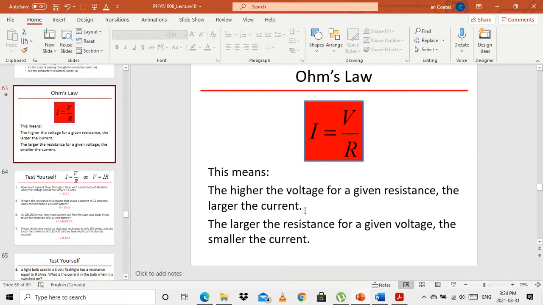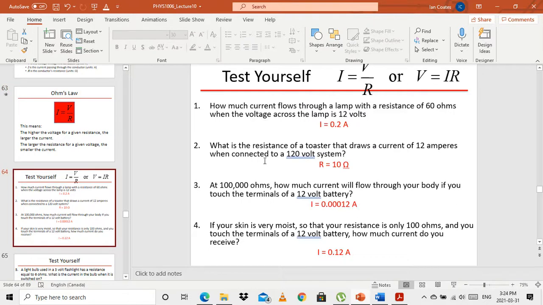The higher the voltage for a given resistance, the larger the current. The larger the resistance, the smaller the current. So they kind of work on opposites. And you can have a look here. Try these out. They're not bad at all.